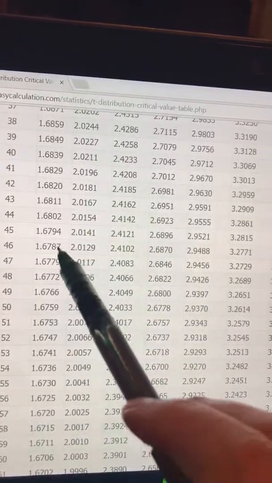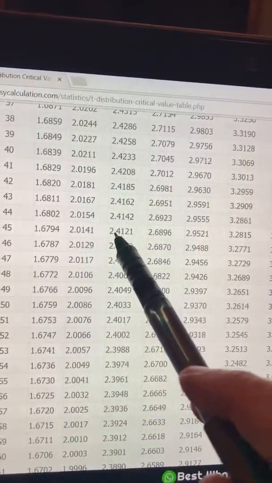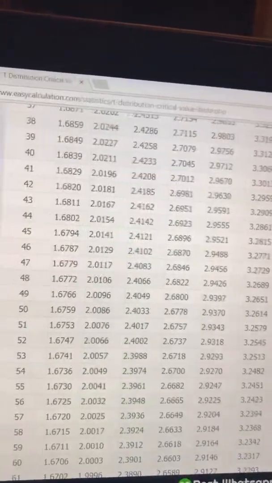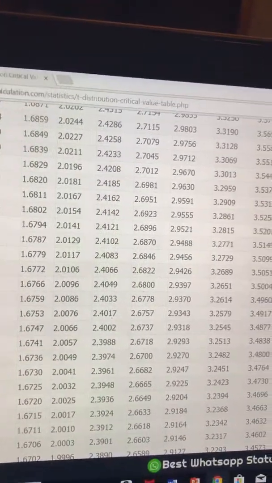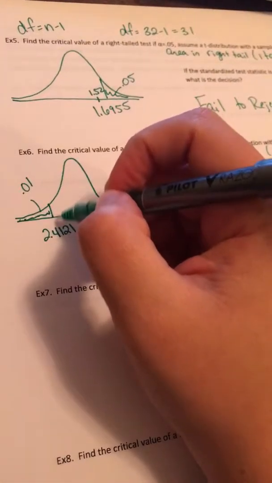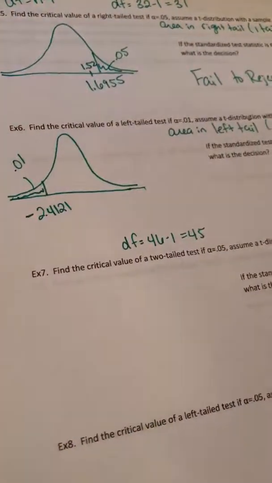So what did I say? Third column, 1, 2, 3. 2.4, yeah, 2.4121. But you have to remember, for this, our alpha is in the left. It's a left-tailed test, so we have to make it negative.